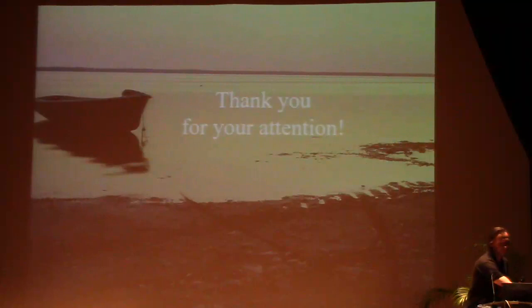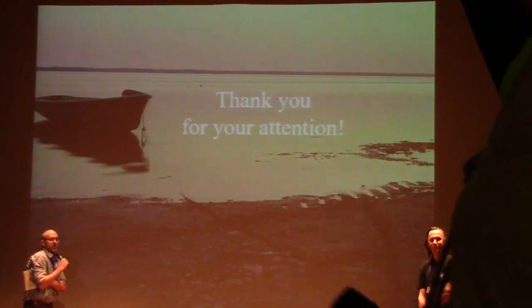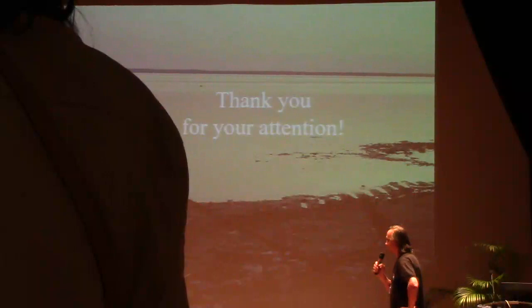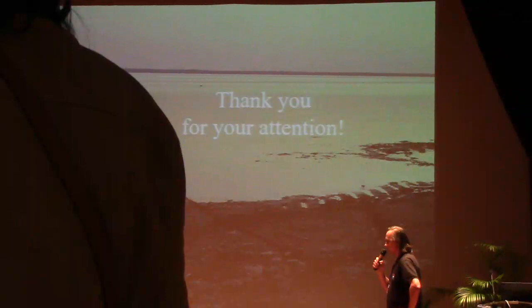Questions? Predators, were they eating both roach and perch, or did you identify the type of fish? Yes, there were pike, there were roach, there were other species present also.